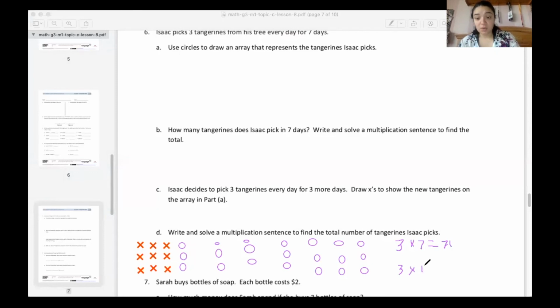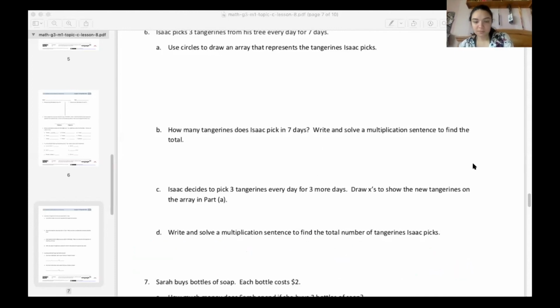So this one is really cool because you can skip count by 10s easily, or you can just keep skip counting by 3s. Since we are focusing on 3s, I'm going to skip count by 3s. So 3, 6, 9, 12, 15, 18, 21, 24, 27, and 30. Here we go. So that is how you solve problem 6. Okay, I'm going to clear the screen real quick, and we're going to look at number 7.